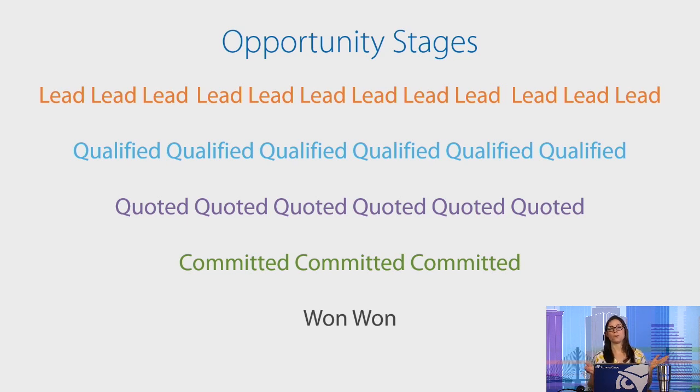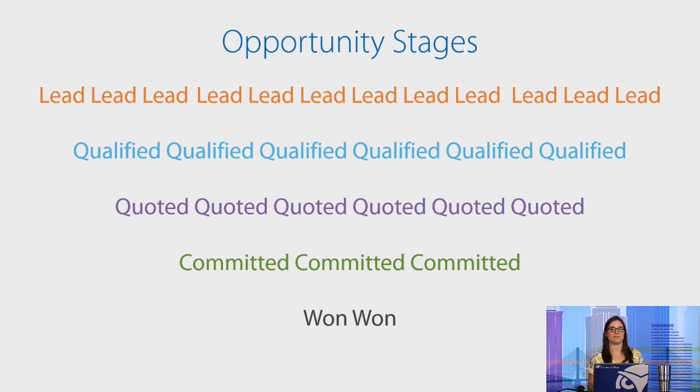In this case, quoted is smaller than qualified just because we're representing the sales funnel, but you'll notice there's the same number of qualified as there are quoted. We should be sending out a quote for every qualified customer. And then we move into committed, which represents just verbal commitment. Of all the quotes we send out, we're probably not going to have a one-for-one response, yes, I'm willing to purchase this, but we should be able to see our committed items come through.